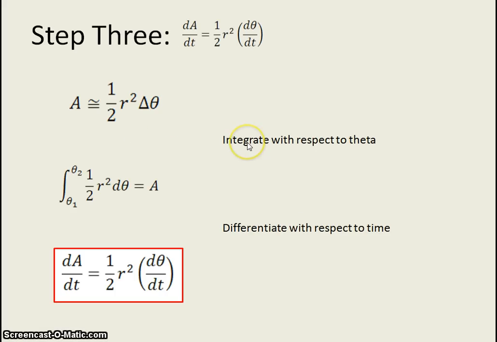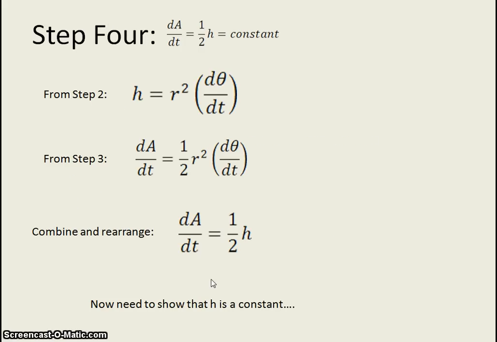Okay, so then we integrate with respect to theta, and it pops out that dA over dt equals half r squared d theta dt, which is what we were wanting to get.